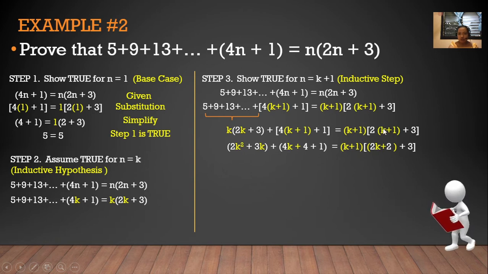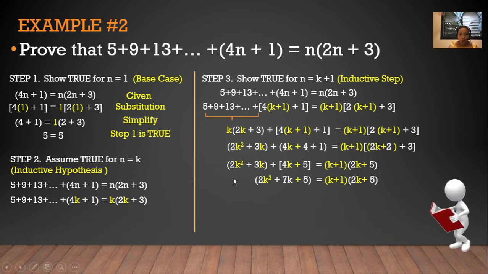We are going to distribute inside the bracket. So 2k, 2 times 1, 2. And then copy the 3. Alright, so let's copy again. And then we'll add the constants. So that becomes 5. And then copy. And then we are going to add the constants too. That becomes 5.